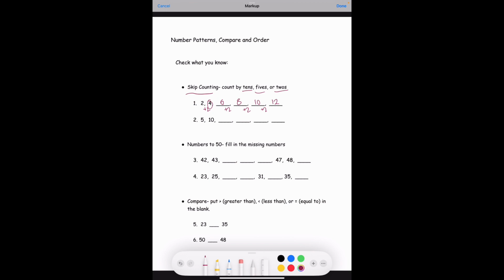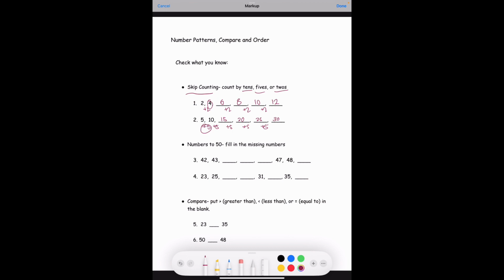Let's try number 2. To get to 10 from 5, you add 5, because 5 plus 5 equals 10. Because you added 5 right here, you're going to add 5 again and again. So 10 plus 5 equals 15. 15 plus 5 equals 20. 20 plus 5 equals 25, and 25 plus 5 equals 30.